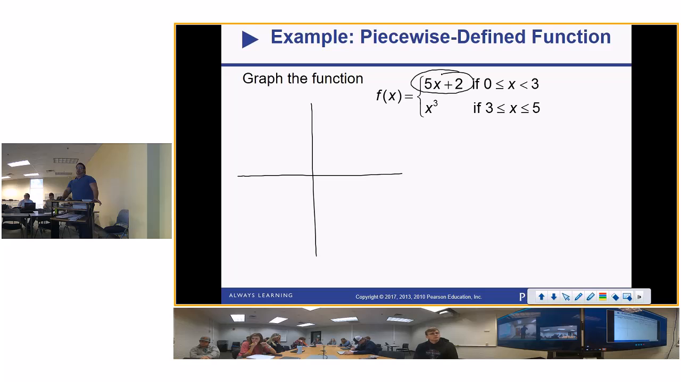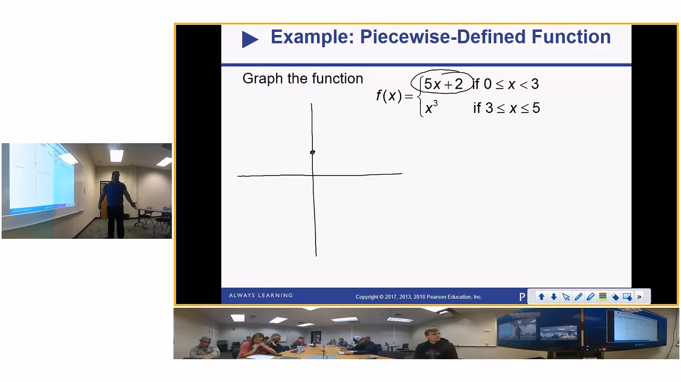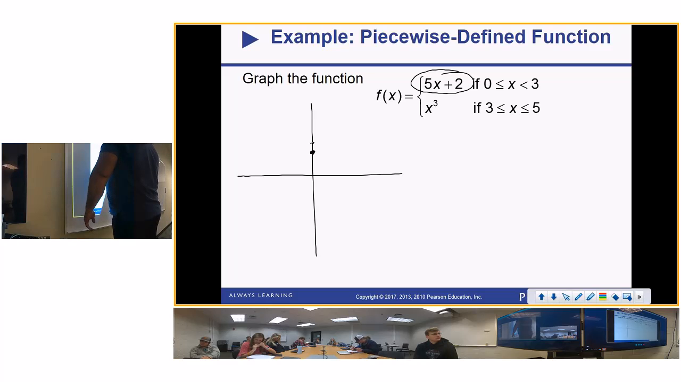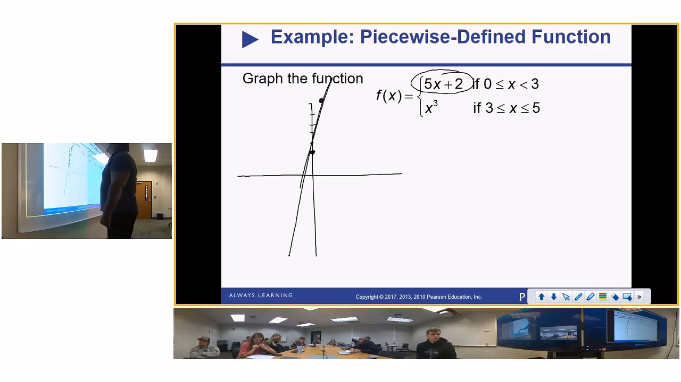2 is the y-intercept. That's perfect. Good. And what does 5 do to the straight line? Does it make it shallow or steeper? Makes it steeper. So that's 5 vertical over 1 horizontal, right? So 1, 2, 3, 4, 5, 1. So we've got a line that looks like that, give or take a little bit.